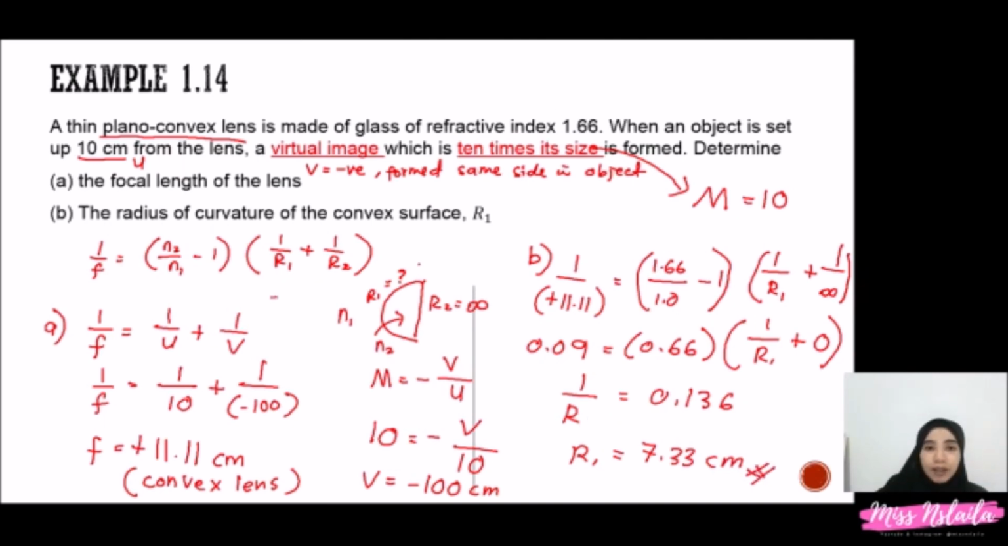So for this thin planar convex, R1, the radius of curvature for the first surface, is 7.33 centimeter, and the radius of curvature for the second surface is infinity. So this is the answer.